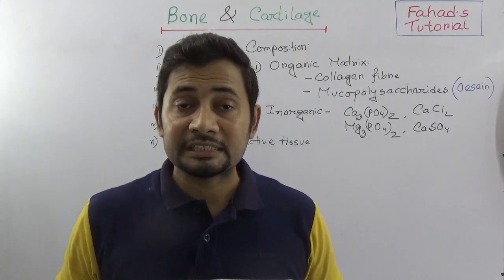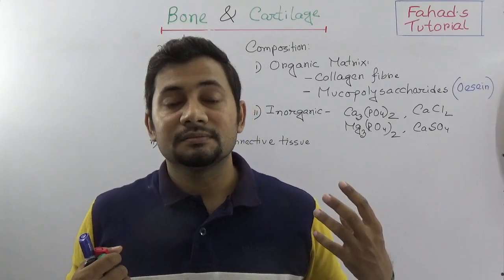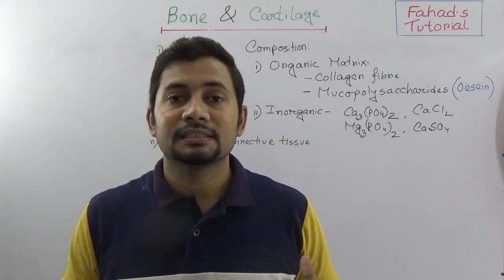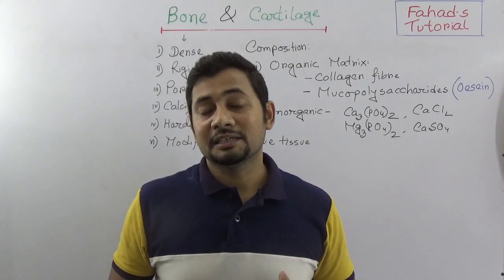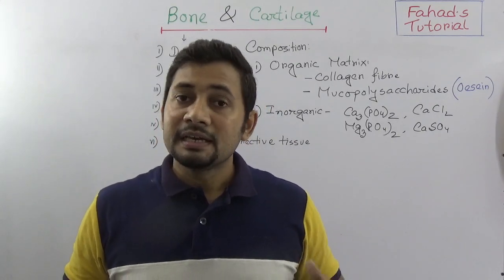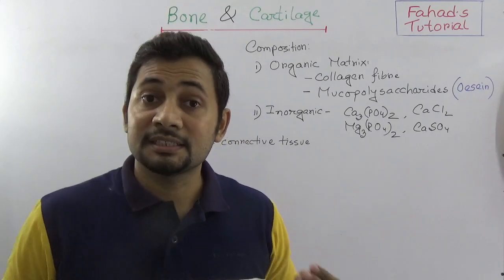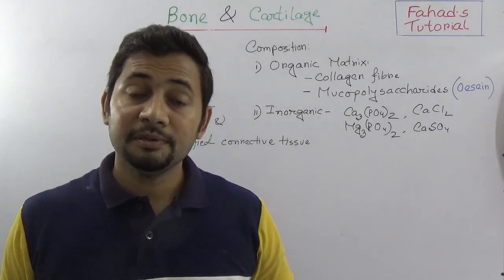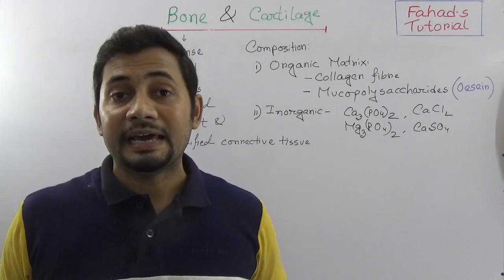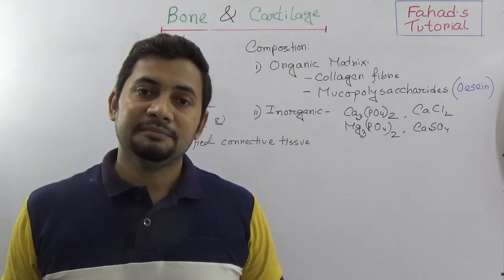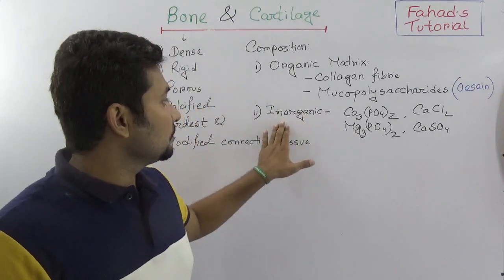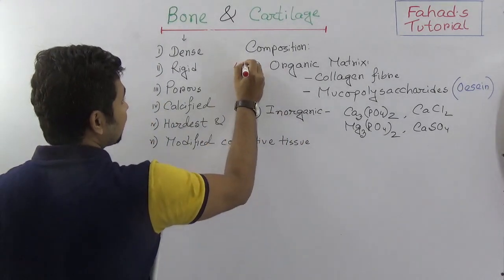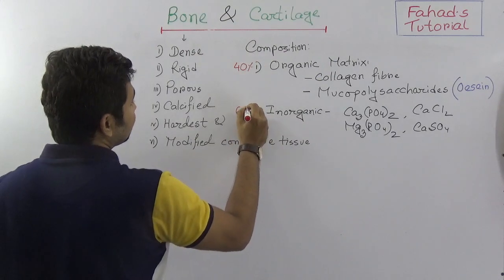It offers protection to our soft organs like brain, liver, kidneys, lungs, heart. These soft organs are protected by bones, and that is why bones need to be strong, and that strength comes from these components: collagen fiber, mucopolysaccharide, also known as oesin, and all sorts of calcium deposition. So you should remember that organic is 40% and inorganic is 60%.